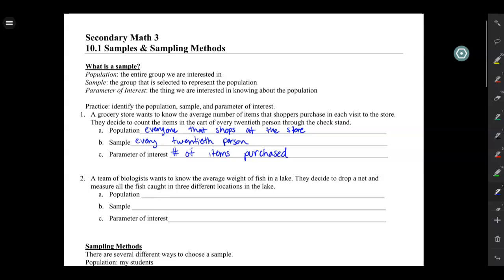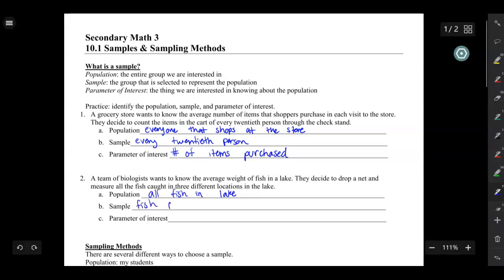All right, let's look at the next example. A team of biologists wants to know the average weight of fish in a lake. They decide to drop a net and measure all the fish caught in 3 different locations in the lake. So the population is all the fish in the lake. That's what we care about. We want to know the average weight of all those fish that are in the entire lake. The sample is just those fish that are brought up in the net at those 3 different locations.